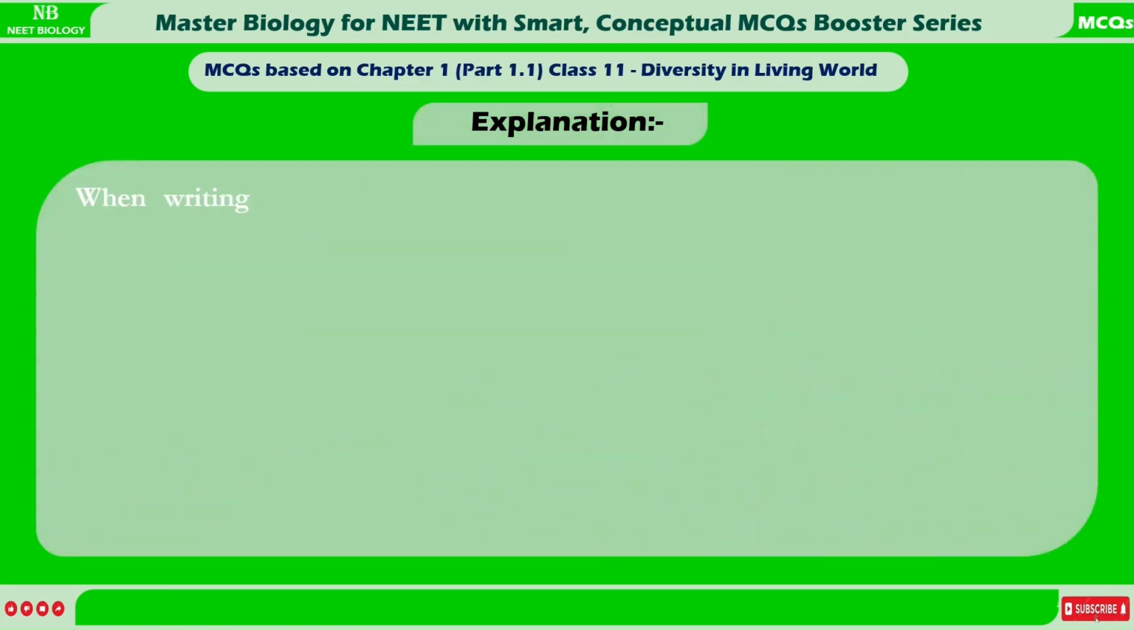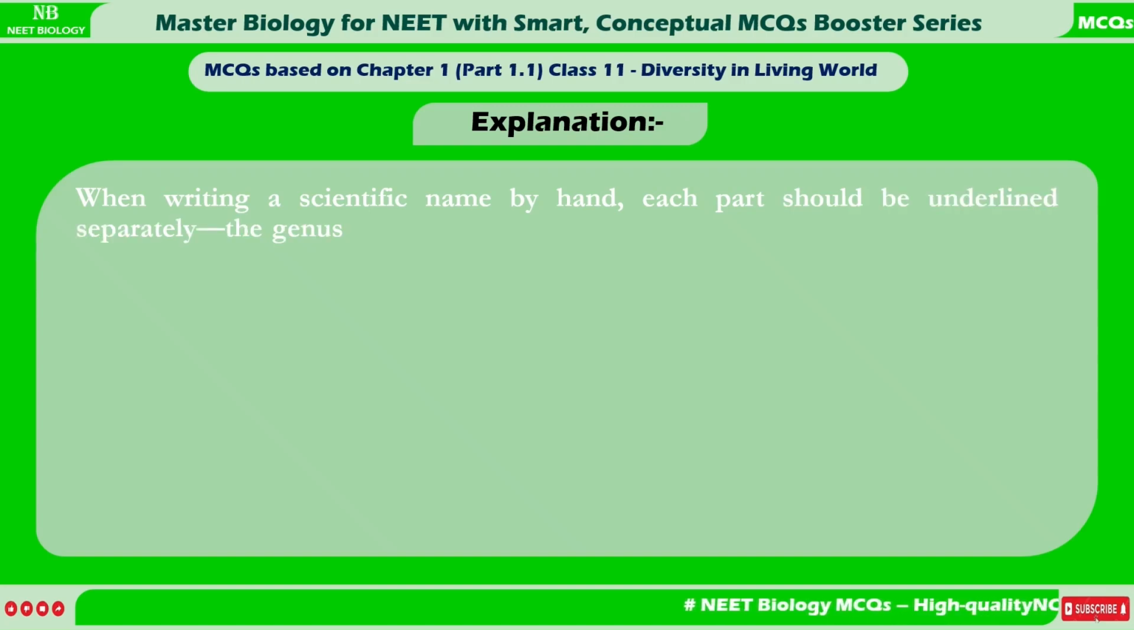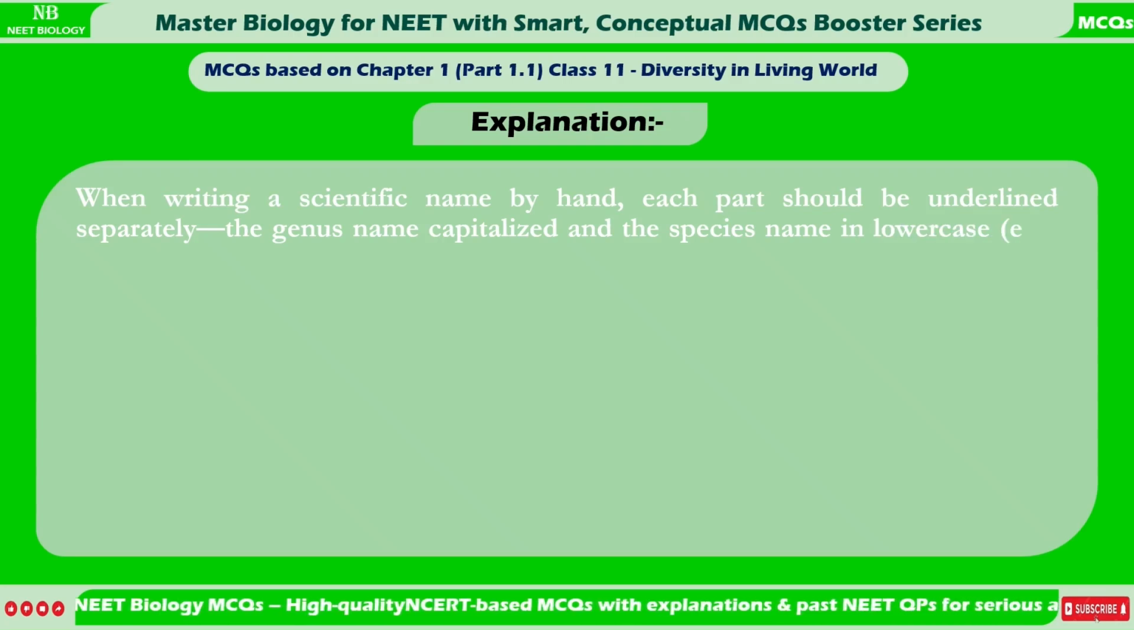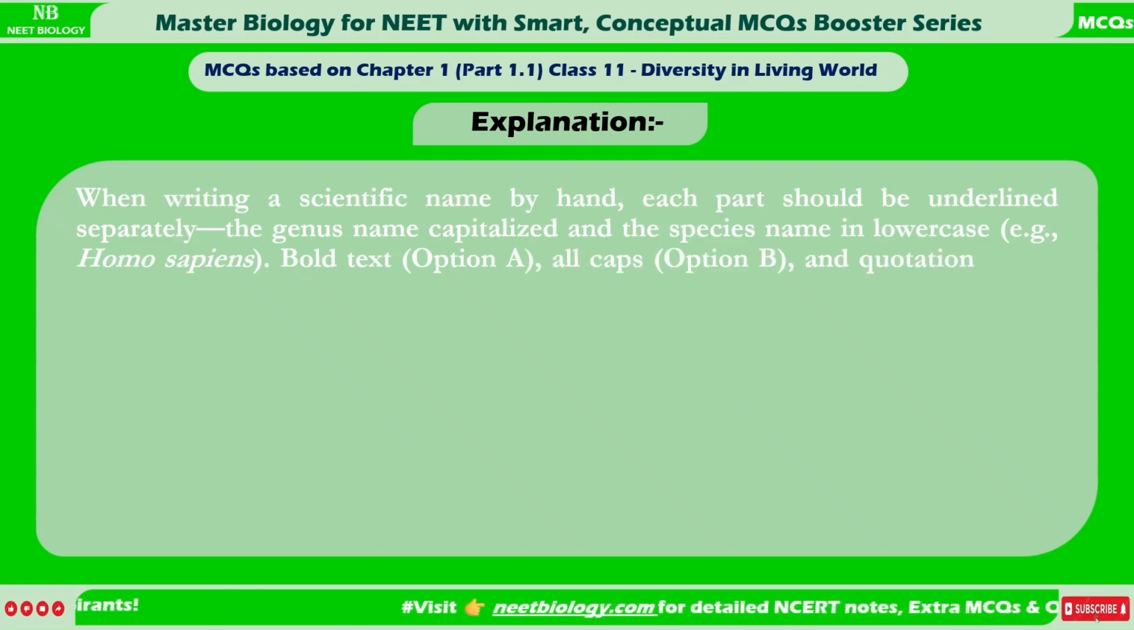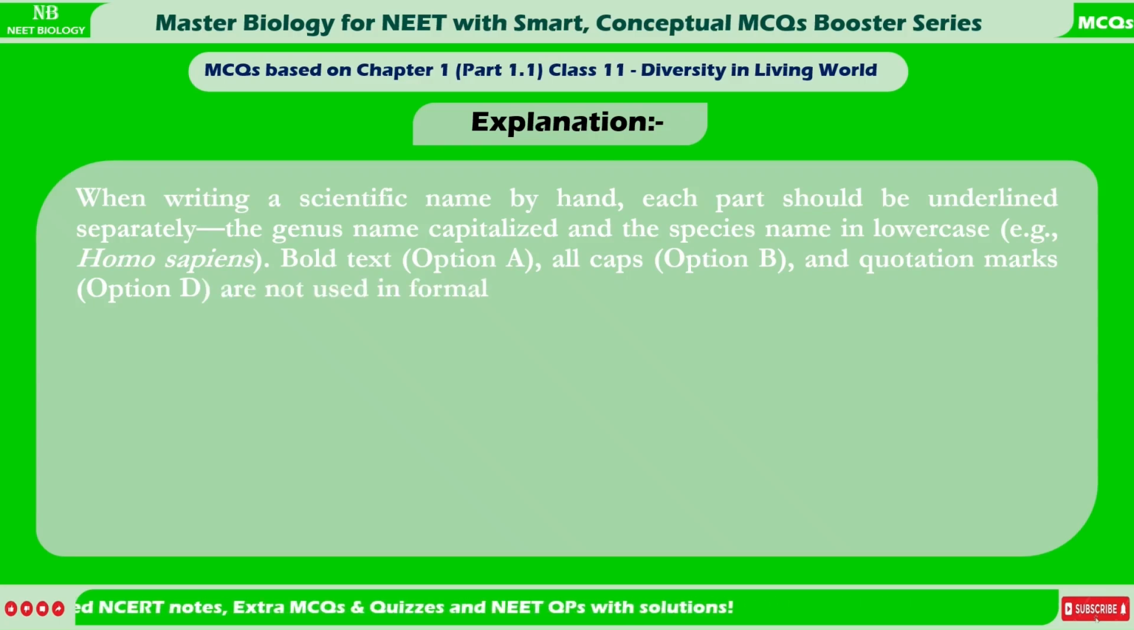Explanation: when writing a scientific name by hand, each part should be underlined separately, the genus name capitalized and the species name in lowercase, for example, Homo sapiens. Bold text, option A, all caps, option B, and quotation marks, option D, are not used in formal scientific naming. Therefore, underlining each part separately is the correct handwritten format.